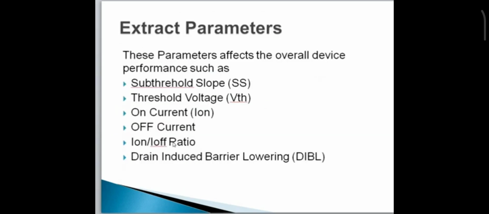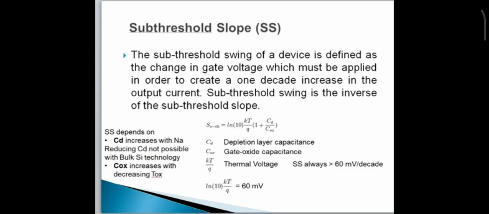Now we will discuss the parameters we can extract from the Silvaco code. These parameters affect the overall device performance, such as subthreshold slope, threshold voltage, on current, off current, Ion/Ioff ratio, and drain induced barrier lowering. First one is the subthreshold slope. The subthreshold swing of a device is defined as the change in gate voltage which must be applied in order to create a 1 decade increase in the output current. Subthreshold swing is the inverse of subthreshold slope.